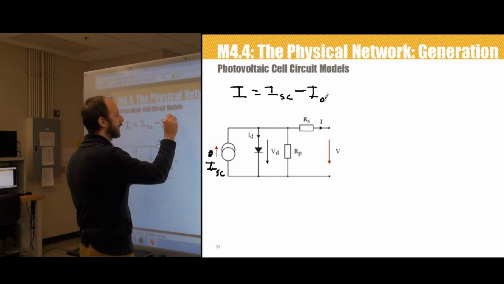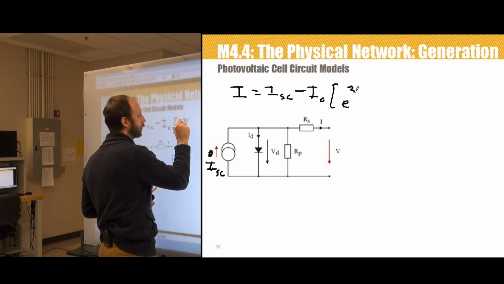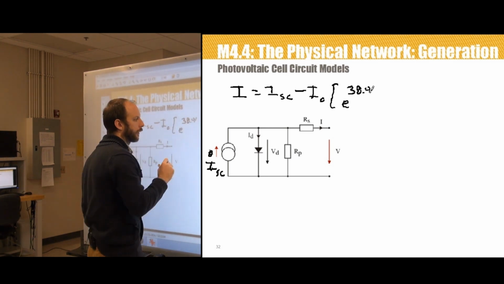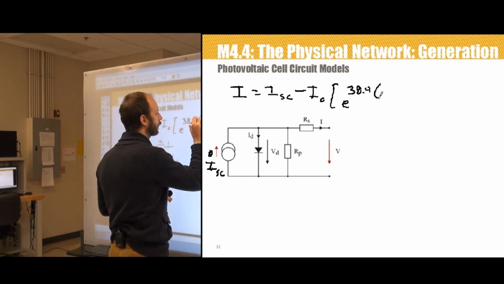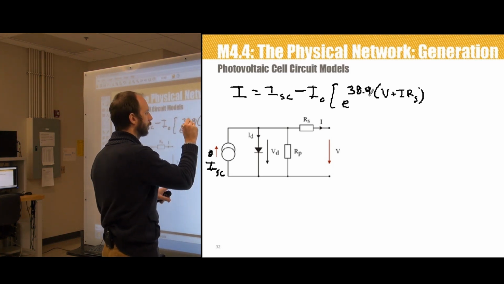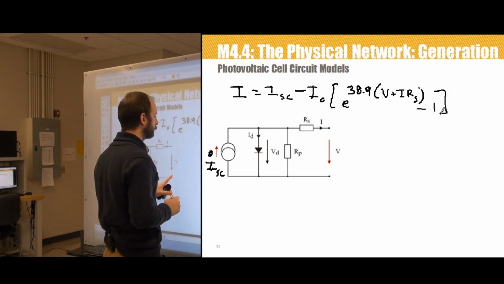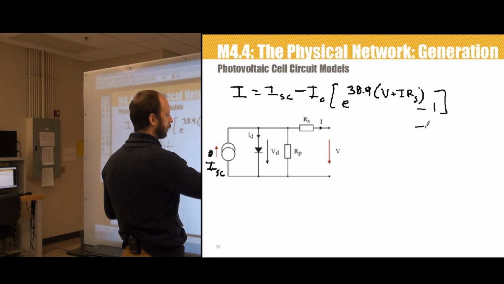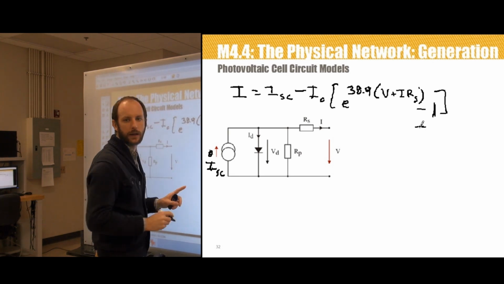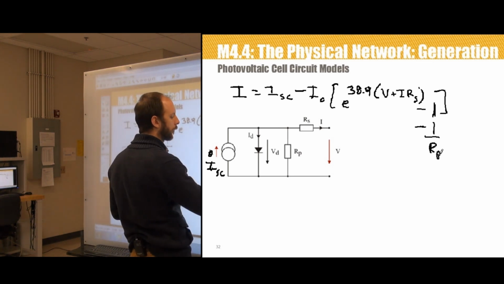We need to now multiply by e to the, and I'm going to throw in something new here, 38.9. That's q over kT at room temperature. So you can just go straight to that, 38.9, times V plus IRS. So that's 38.9 times V plus IRS, minus 1. And then we need to subtract off from this whole thing minus 1 over the parallel resistance times V plus I times RS.